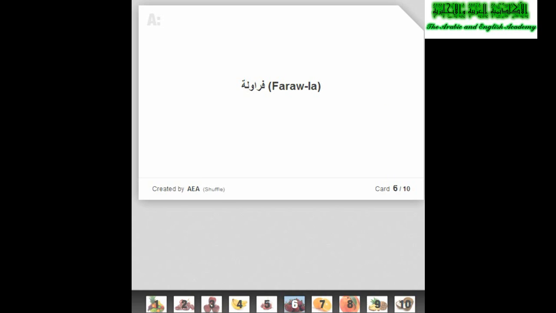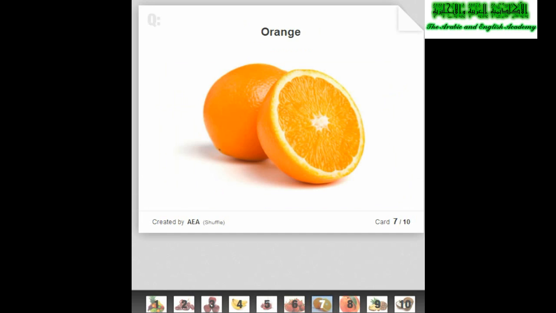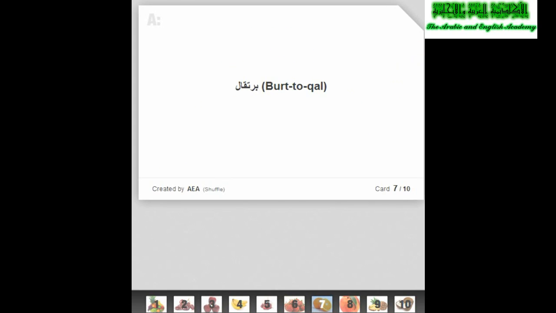Okay, next word we have is strawberries, and strawberries in Arabic is فراولة. فراولة. Strawberries.